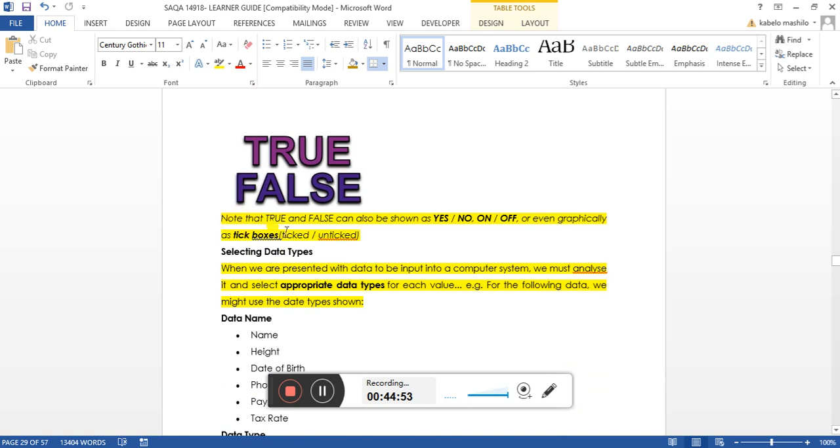Note that the true and false can also be shown as yes, no, and on and off, or even graphically as tick boxes, ticked or unticked.